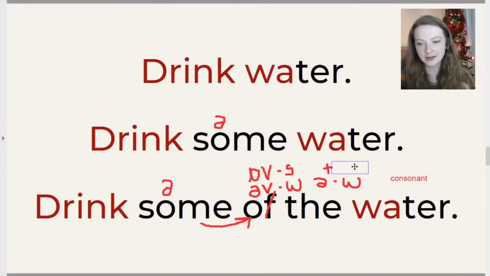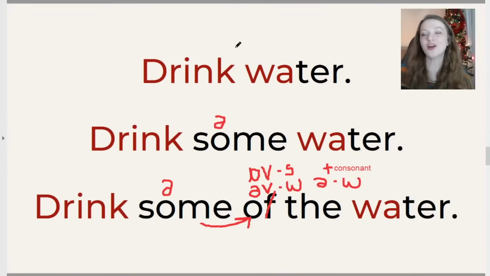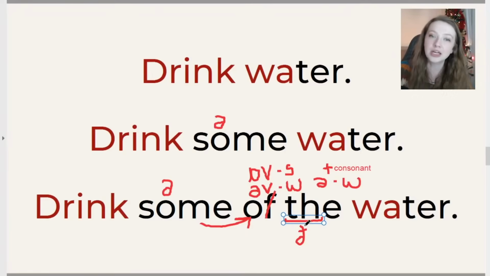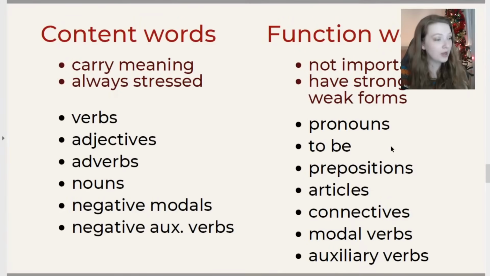I'll put that like that. Yeah? It's usually when the next word starts with a consonant sound. So, some other. This sound here, of course, is a consonant sound. Yeah? Some other. We can cut it because of is not considered important. Some of the. Drink some of the water. So you can see how sentence stress, not word stress, works.